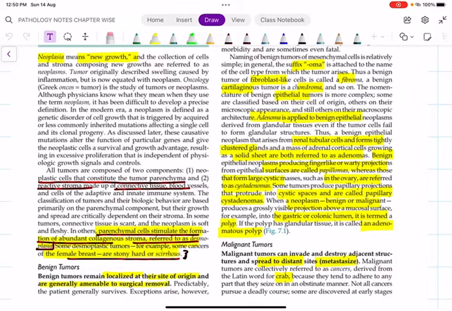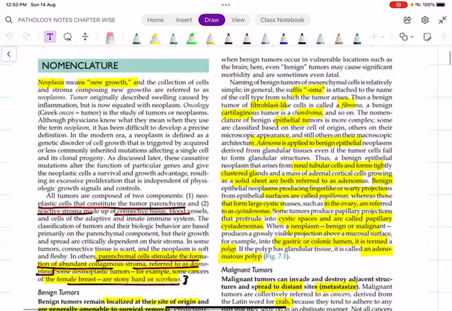What do you mean by benign tumors? Actually, the term neoplasm we use mainly for malignant tumors. For benign tumors we use the term benign tumors only. Benign tumors are localized at the site of origin, so that we can very easily remove them surgically.